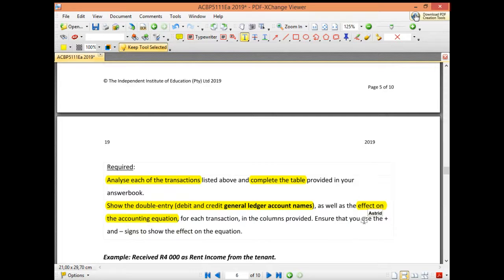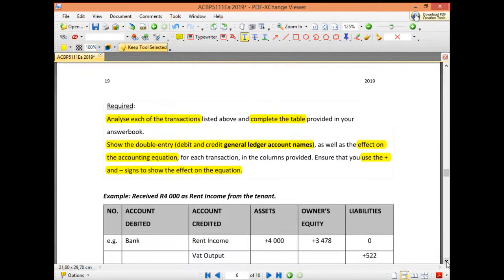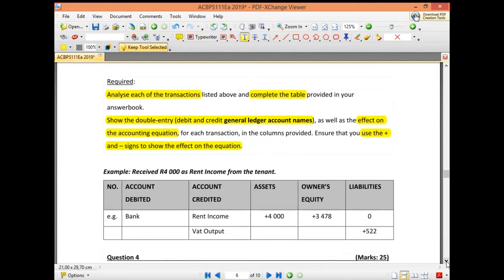And then they tell you to make sure that you use a plus and a minus sign to show the effect on the equation. If you don't show these signs, a lot of the memos actually say that we're not allowed to mark it. So please remember to indicate the positive and the negative. Then they give you an example of what it should look like. What you would see here are the numbers. Depending on the transaction, you put the number in there. Then you do the accounts, debits, and credits.